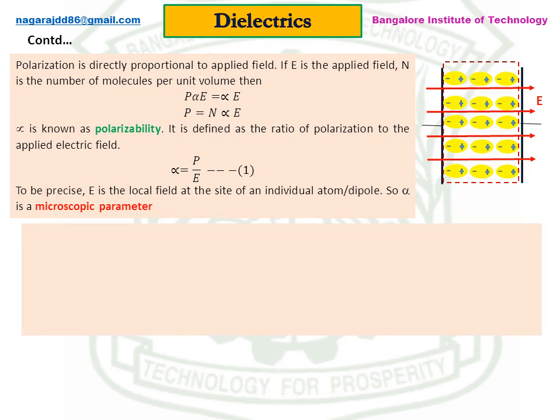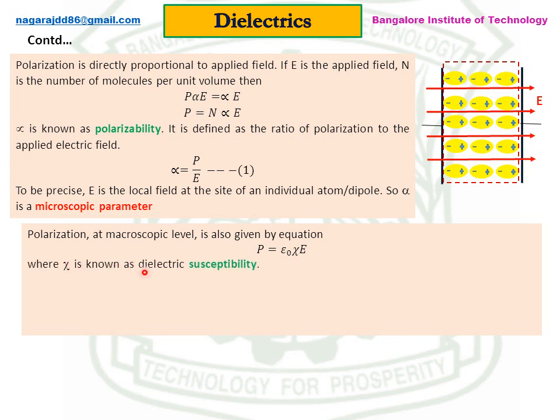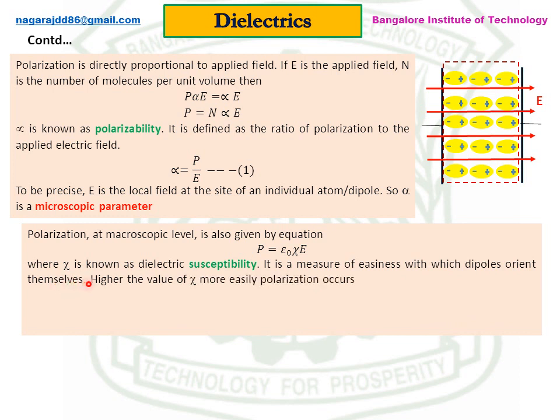There is one more way of defining polarization. Polarization at macroscopic level is also given by the equation P equals epsilon naught chi into E, where this symbol chi is known as dielectric susceptibility. What is it? It is a measure of easiness with which dipoles rotate or orient themselves. Higher the value of chi, more easily polarization occurs. That means chi is a macroscopic phenomenon and it is given by chi equals P divided by epsilon naught into E.